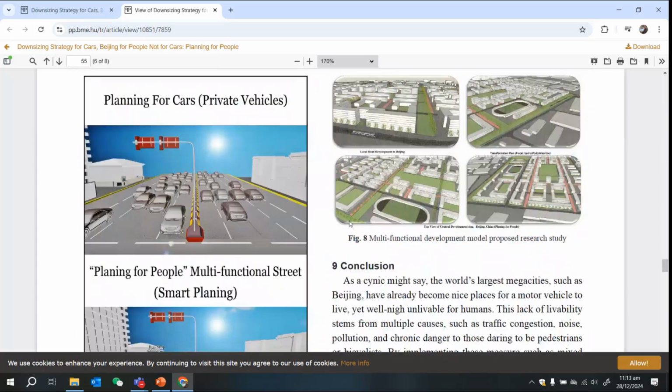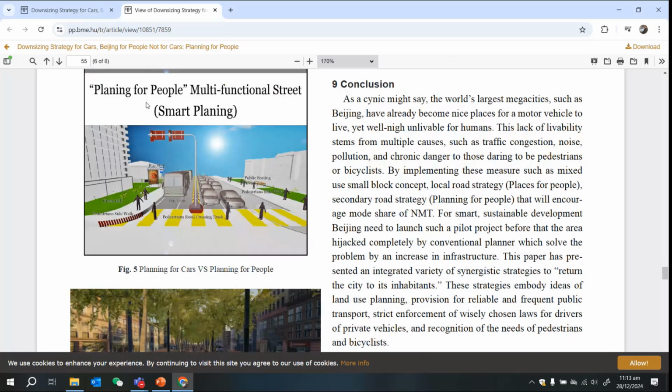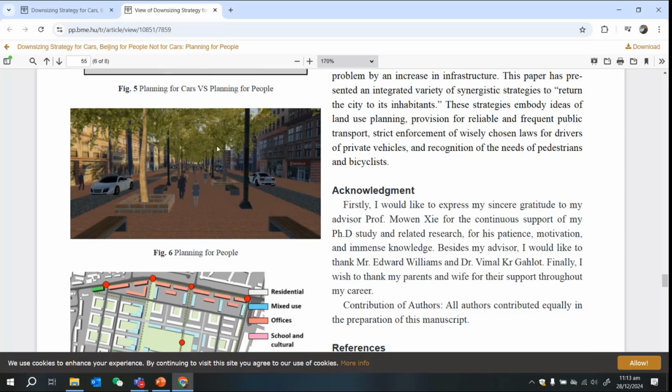Let me give you one example here. This was the planning before, where we had five lanes in each direction. What we did was come up with a smart plan, which we call the block concept, and here we shifted the pattern towards the people. People are the top priority. You can see the five lanes converted into only two lanes for cars, and one lane dedicated to public transportation, grade separated from the cars. And we have increased the green regeneration as well. This is just a 3D example. You can imagine how the situation was before and what we have proposed.